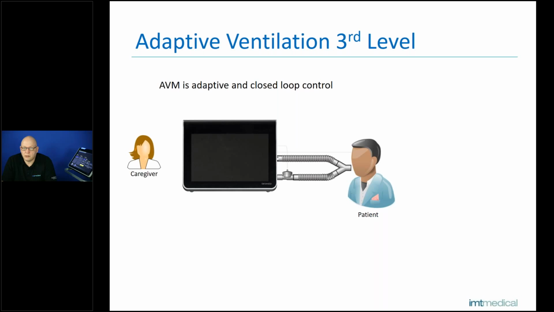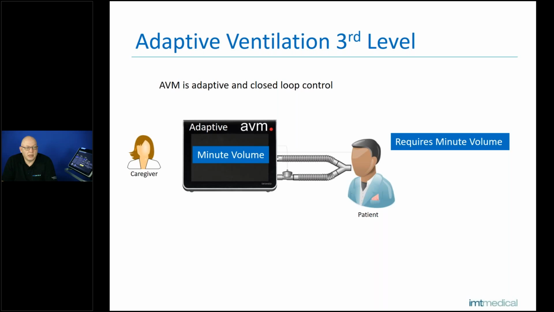This means there is a patient, and the patient requires a minute volume. This is already the main difference to adaptive target ventilation. We are not setting tidal volume and the respiratory rate. We are just setting a minute volume, because the minute volume is necessary to keep the CO2 stable. So if the patient needs 7 liters, for example, of minute volume, I set exactly this minute volume with AVM.